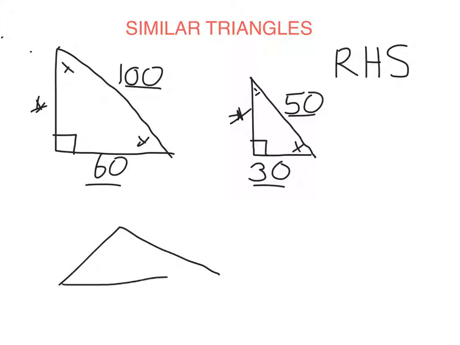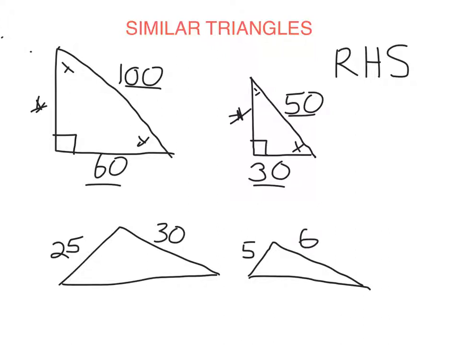So let's say we have weird looking triangles like this. Sorry again, I know I'm not the best drawer. Let's say that I know that this side is 25 and this side is 5. This side is, say, 30 and 6. So these 2 sides are in proportion because 30 divided by 6 is 25 divided by 5.